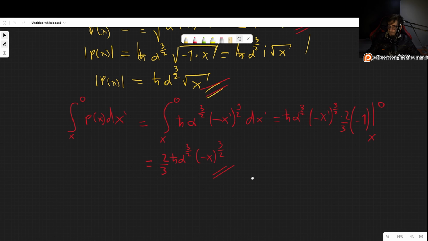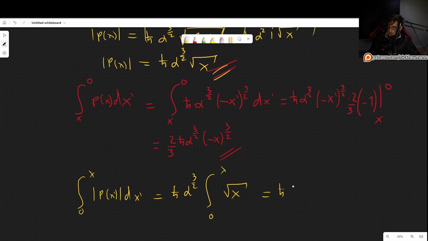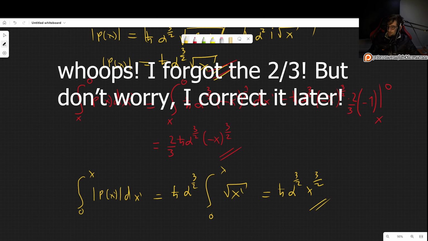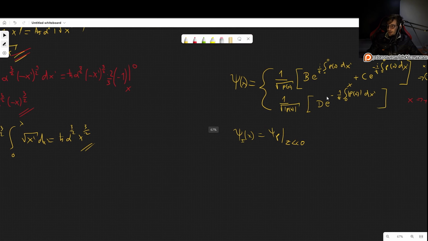So there we go. Now, what about the other integral? So the integral from 0 to x of the absolute value of the momentum. Well, the absolute value of the momentum is h bar alpha to the 3/2, and then we integrate just the square root. So this is simple, 2/3 alpha to the 3/2 x to the 3/2. There we go. So now we have everything we need to plug into this thing right here.